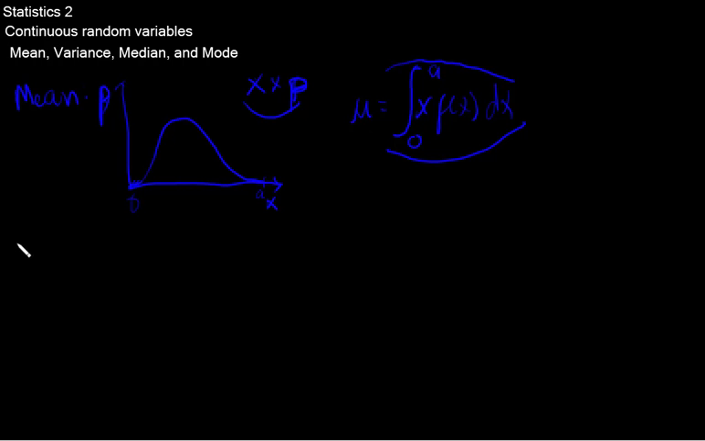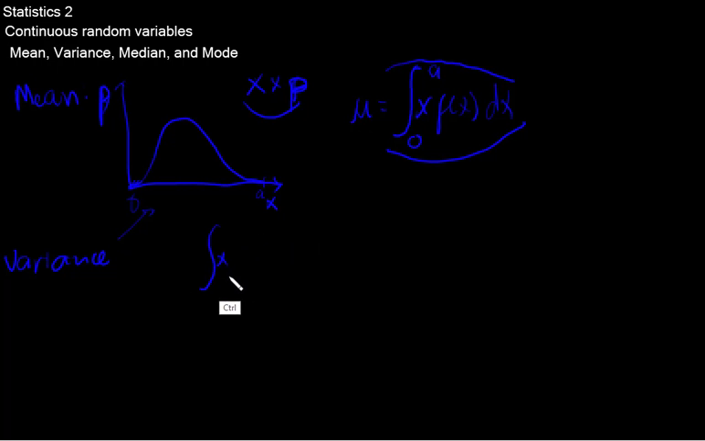Now the variance. Let's just say we also use this graph. So we have the mean, x times f of x dx from 0 to a. For the variance, we need to get not only the mean, but we also need to get the mean of the x squared.